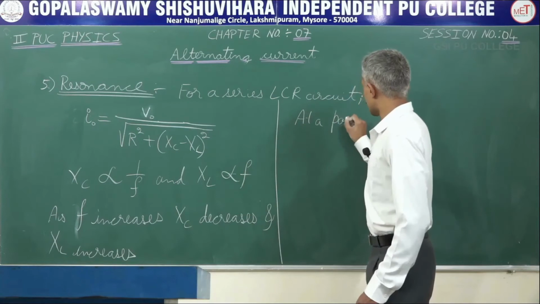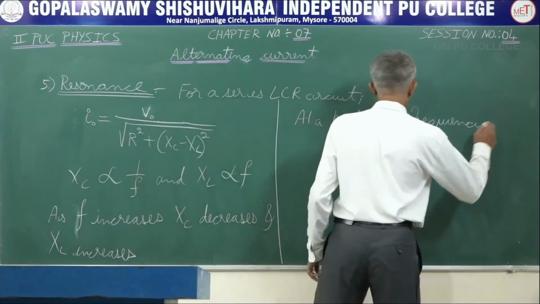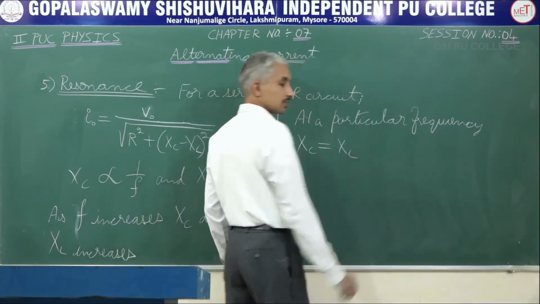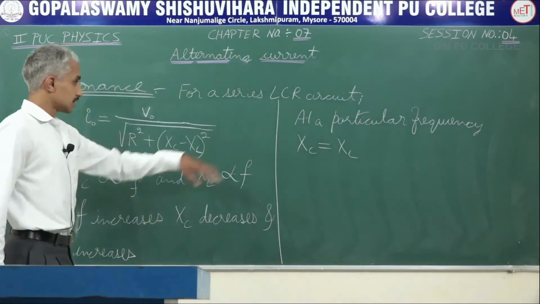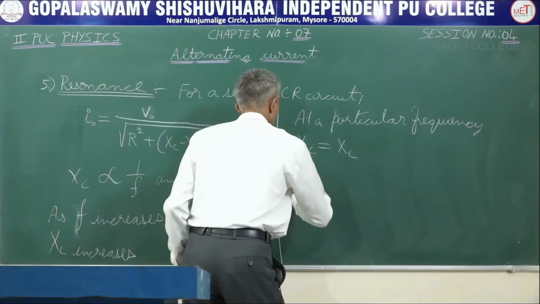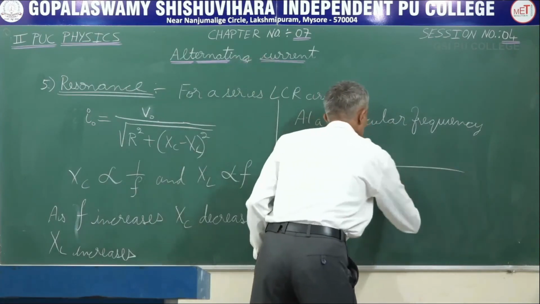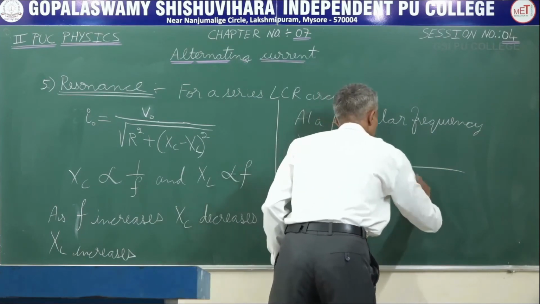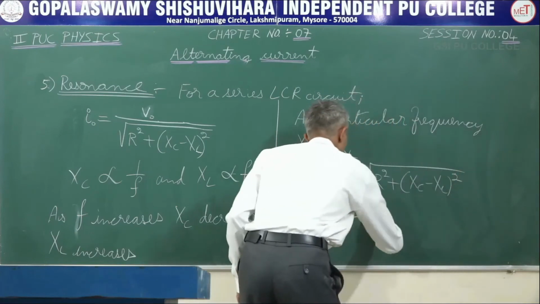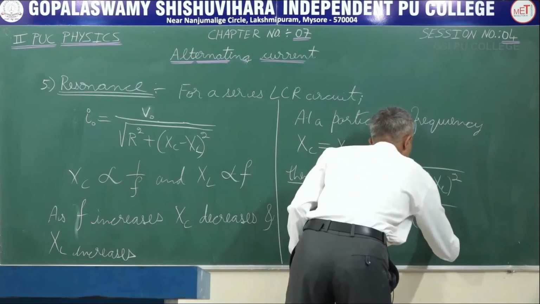At a particular frequency, as we keep increasing the frequency, Xc will be equal to XL. So when Xc is equal to XL, what happens? This term Xc minus XL becomes 0. Then the impedance in the circuit will be equal to root of R square plus Xc minus XL whole square. This will become root of R square plus 0 square.